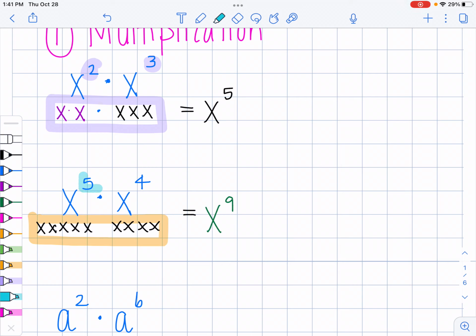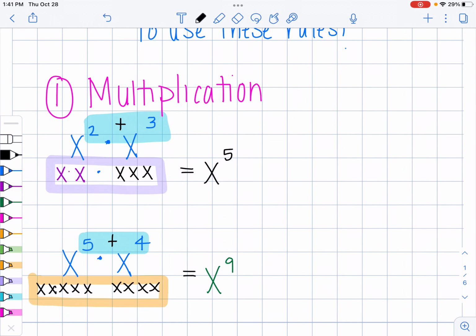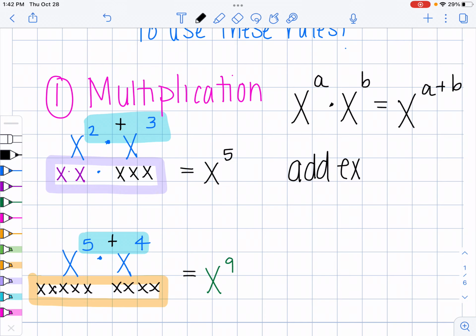Now I want you to pay attention to your exponents here. How are 5 and 4 related to 9? Well, 5 plus 4 is equal to 9. If I go back up to my first one, how are 2 and 3 related to 5? Well, 2 plus 3 is equal to 5. So my multiplication rule says the following. If I have x to an exponent a, times x to another exponent b, my answer is x to the a plus b. I'm going to add together my exponents to figure out my final exponent. So when I'm multiplying, I add my exponents.